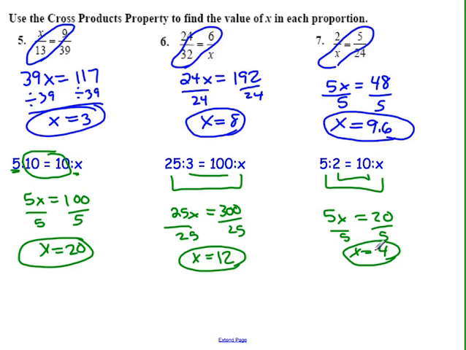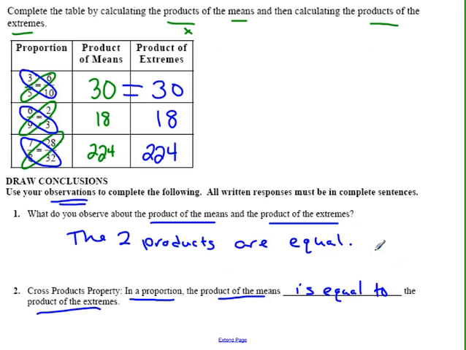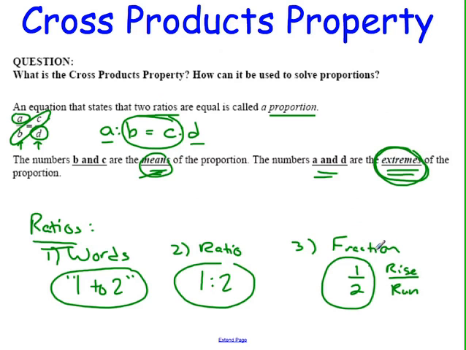Quick lesson today on using the cross products property: the idea basically is that when you cross multiply, the product of the means is equal to the product of the extremes.